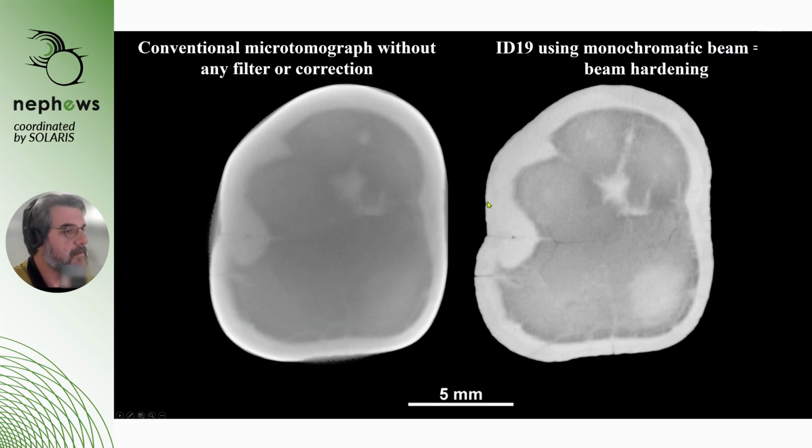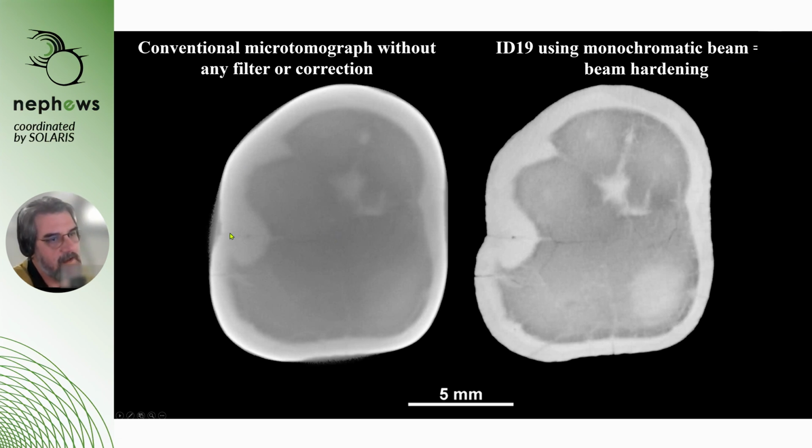So it's a fossil molar of an ancestor of the orangutan. And on the right, you can see a monochromatic scan done on ID19 without any beam hardening. And on the left, it is the same tooth imaged with a laboratory machine without any filter and without any correction for beam hardening. So trust me, today, any lab machine can do even better than this monochromatic scan. But still, it's a good example of what beam hardening is.